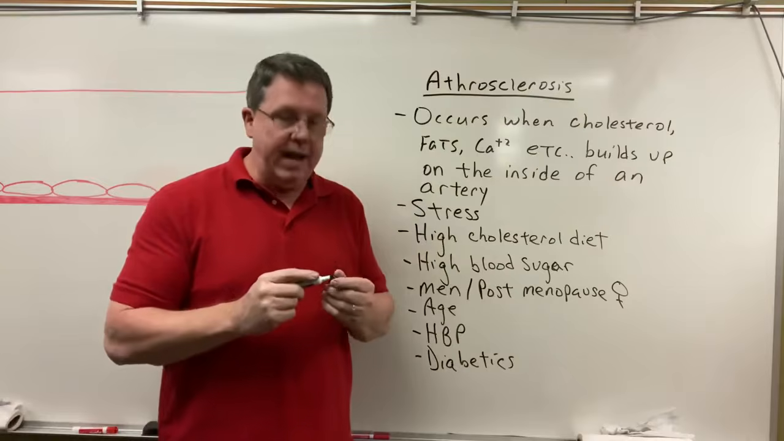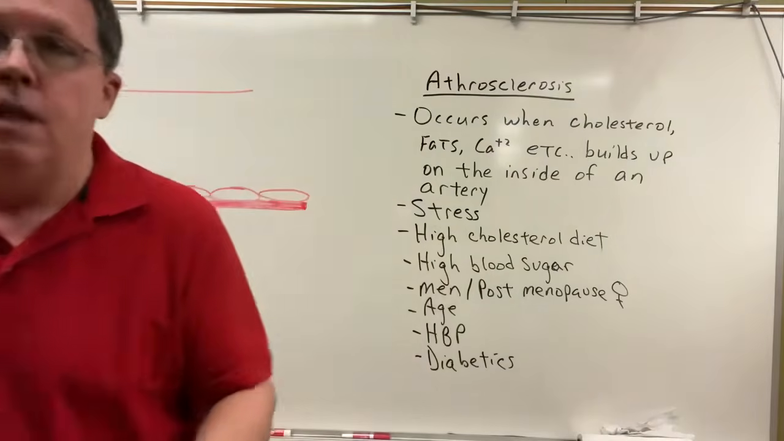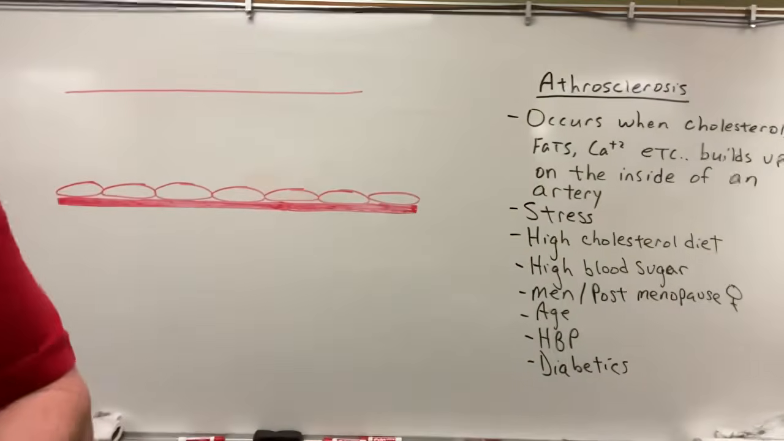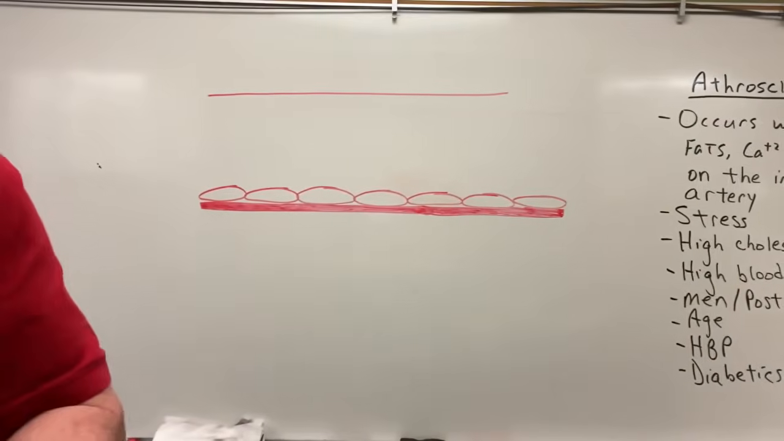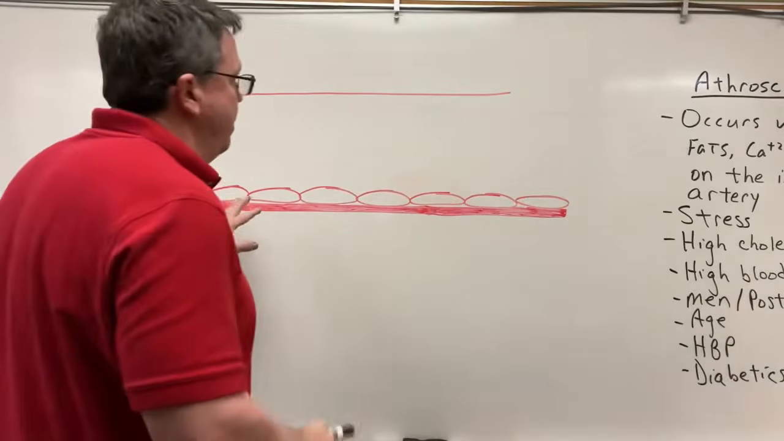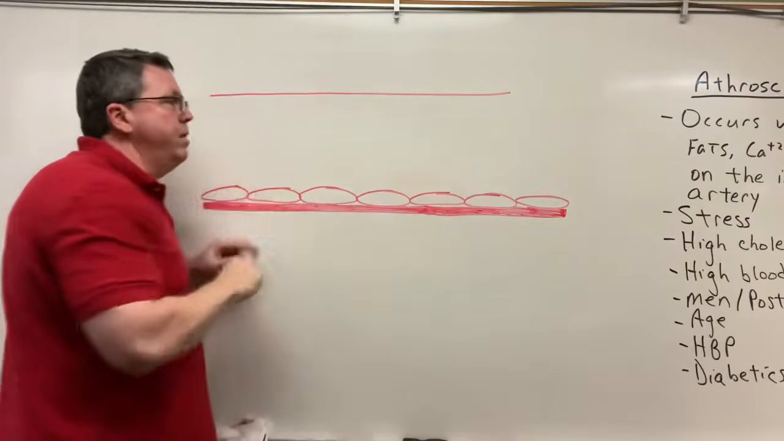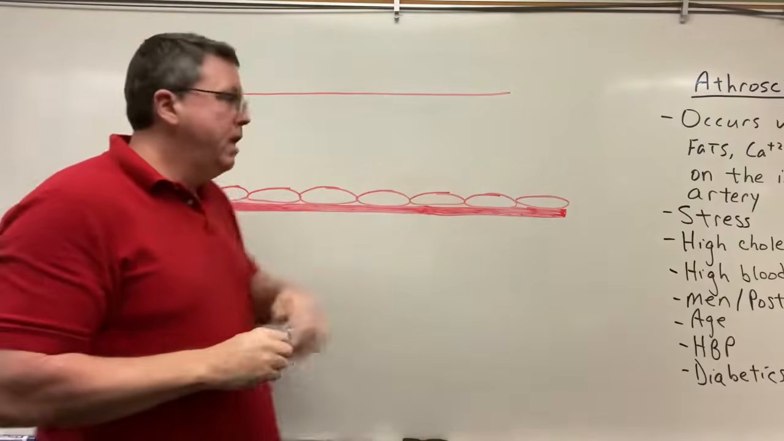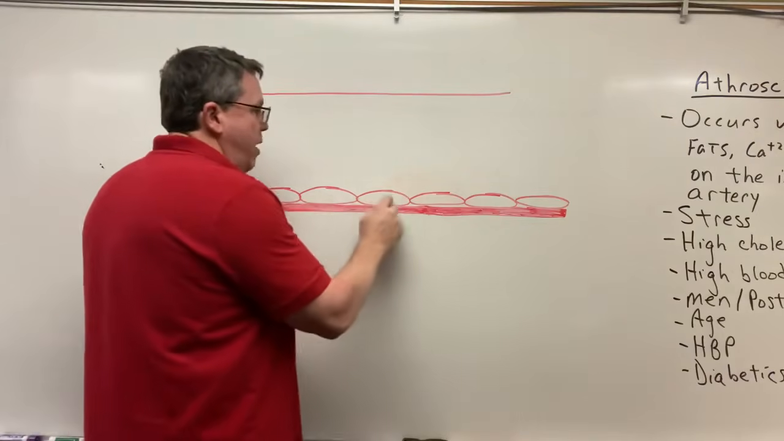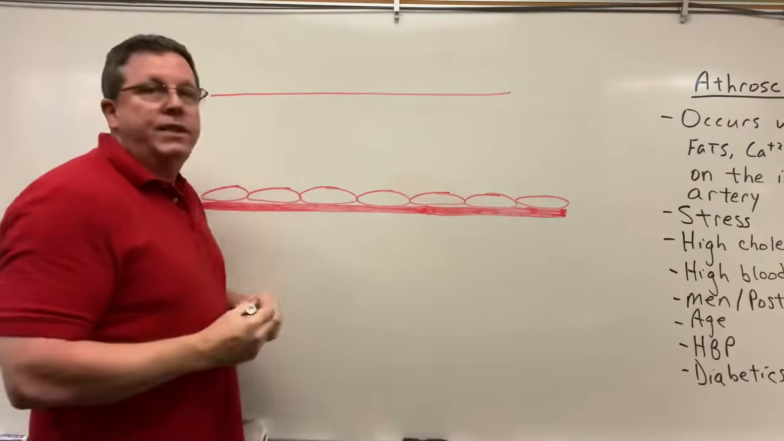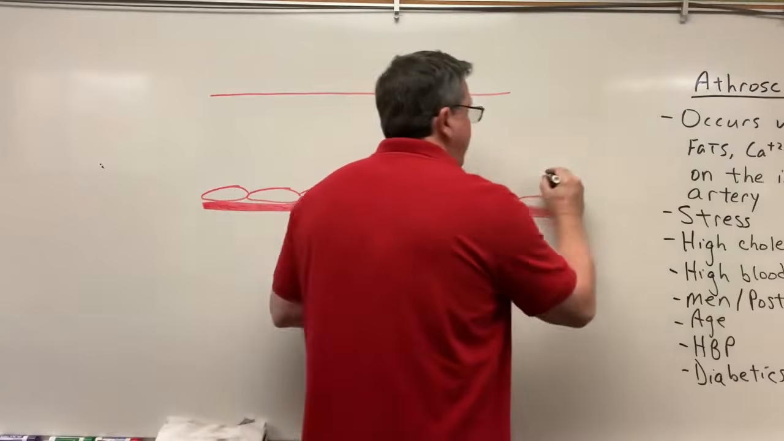So let's talk about what actually happens in atherosclerosis. What you're looking at here is the inside of a blood vessel. This part right here is called the lumen. The lumen is where the blood flows. Down here, I have these round cells, and these cells are called endothelial cells.